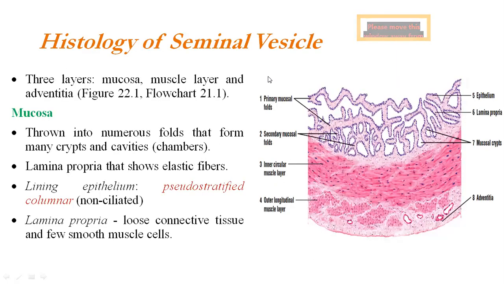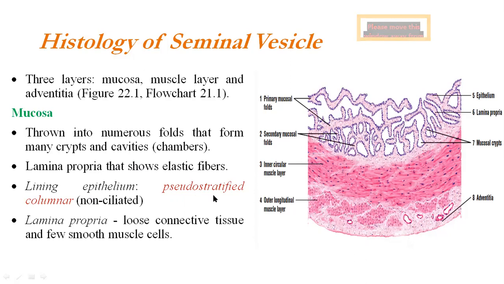Now let us see the histology of the seminal vesicle. We know it has three layers: mucosa, muscle layer and adventitia. The mucosa is thrown into numerous folds that form many crypts and cavities. These are the mucosal crypts. Then we have the lamina propria in between, which shows elastic fibers. This feature is the same as what we have seen with the ductus deferens.